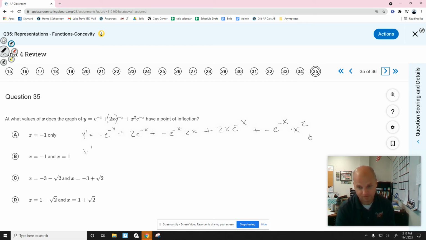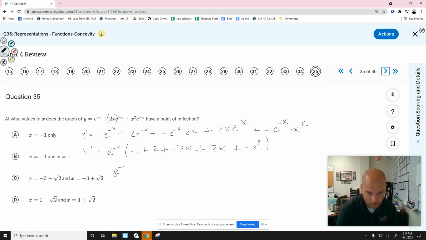I have to simplify this. I have to. This is so messy. Factor out an e to the negative x, and you get negative 1 plus 2 plus negative 2x plus 2x. Keep neat and orderly, especially when things are long, which I didn't do. You get negative 1 plus 2 plus negative 2x plus 2x plus negative x squared.